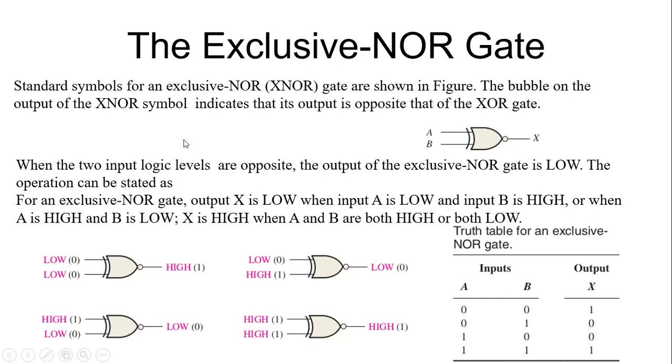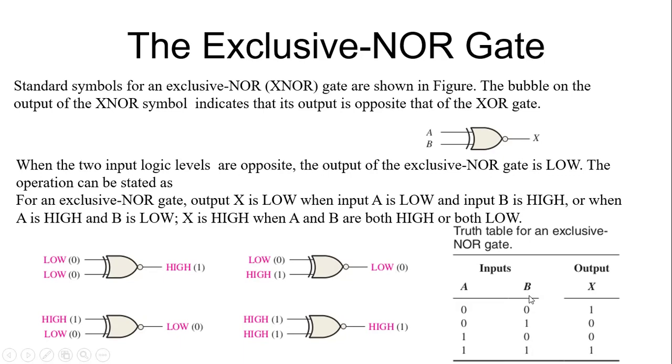The operation can be stated as: for an exclusive NOR gate, output X is low when input A is low and input B is high, or when A is high and B is low. X is high when A and B are both high or both low. In these two cases both inputs are at the same logic level, and in these two cases the inputs are at different logic levels. So when the inputs are at the same logic level, the output is 1, and if they are at different logic levels, the output is 0.